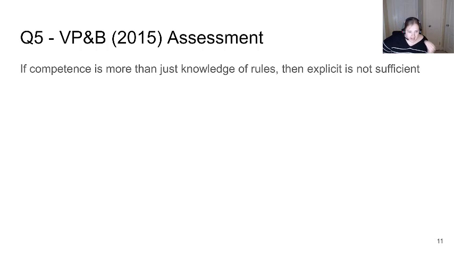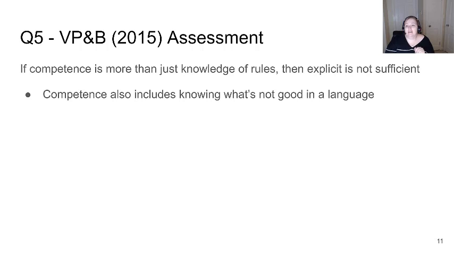So it can't just be rules. Something else is going on in there. Ergo, explicit can't be sufficient. And on this point, I agree with Van Patten and Bonatti. I don't think anyone would claim explicit information is sufficient. Now, as I said, my example showed you a bad sentence and said, this is bad and you don't know why. This is exactly what they're saying. Competence includes knowing what's not good in the language.